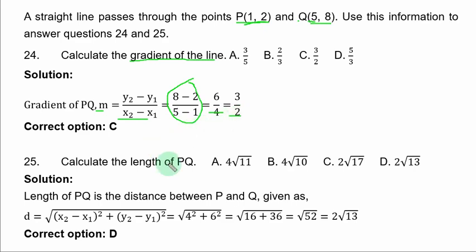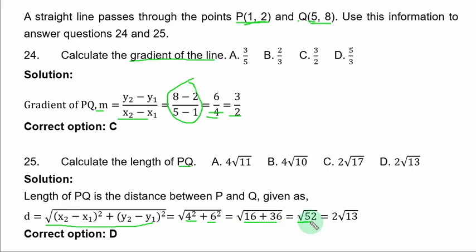Calculate the length of PQ. Length of PQ is the distance between P and Q, and it is given by this expression. Already it's very clear. X2 minus X1, you have 4. You just put 4 there and square it. Y2 minus Y1 is 6. You square 6. So you have 16 plus 36 in square root. When you add, you have root 52.